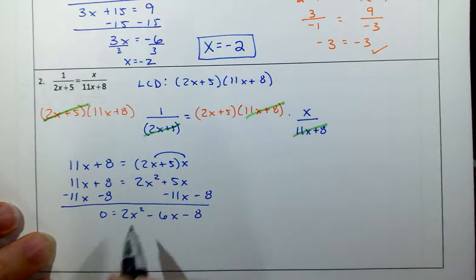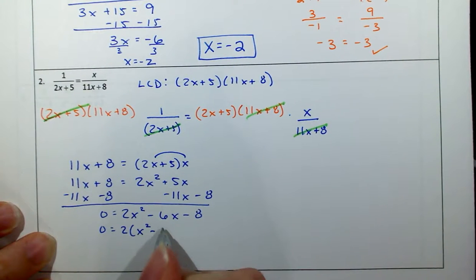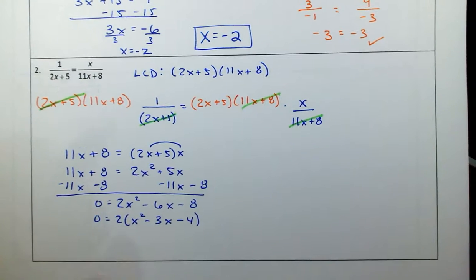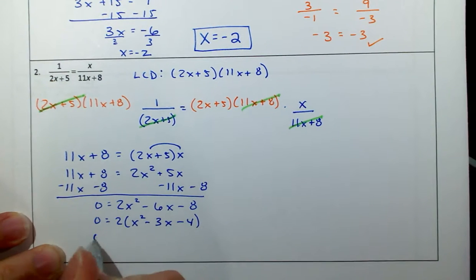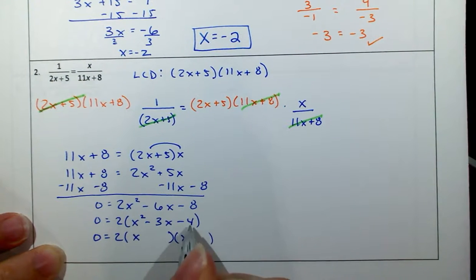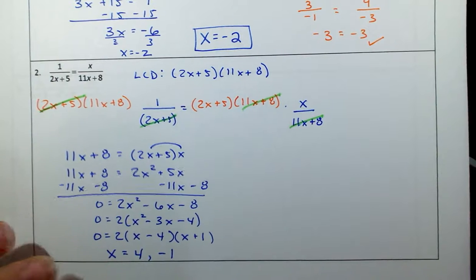Now one thing I noticed is that they have a greatest common factor of 2. So I'm going to go ahead and factor that out, or you could even divide it out if you wanted to. But I know that most of the time these are going to factor. Very rarely will they not factor for us at this level. But if you feel more comfortable with the quadratic formula, you can absolutely do that. So now this is going to factor some more. So I'm going to have x and x. Factors of 4 that will add to negative 3 would be negative 4 and positive 1. So that means x has to equal positive 4, or it could equal negative 1.